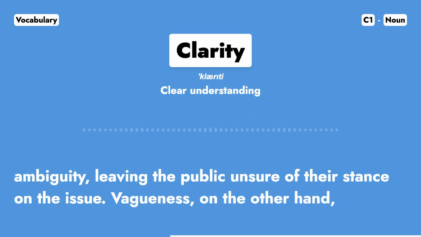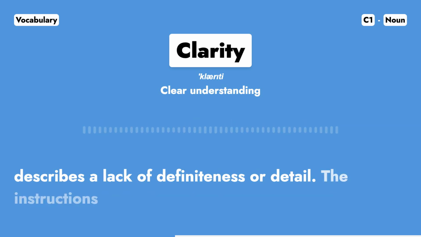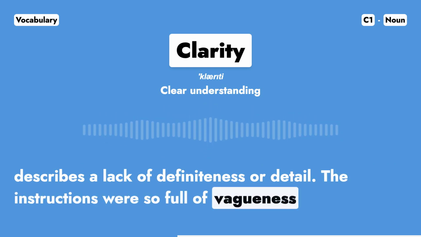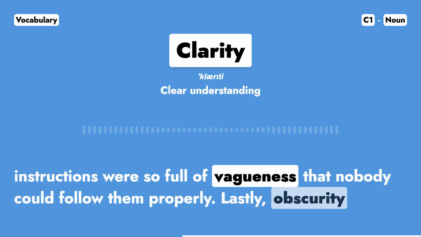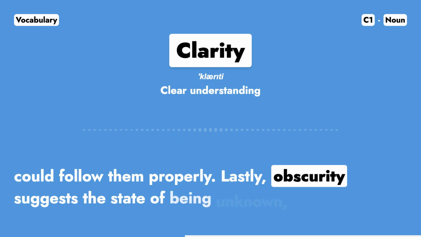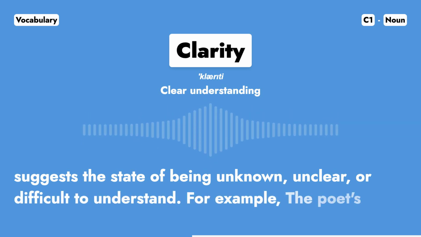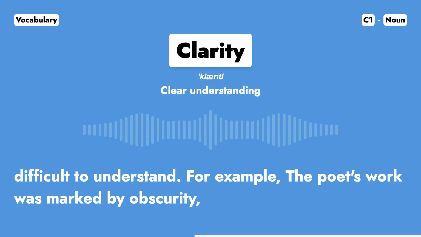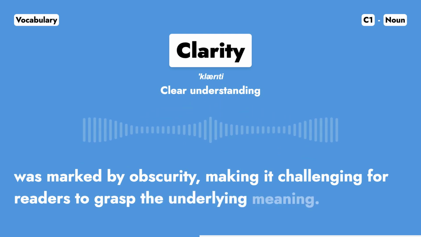Vagueness, on the other hand, describes a lack of definiteness or detail. The instructions were so full of vagueness that nobody could follow them properly. Lastly, obscurity suggests the state of being unknown, unclear, or difficult to understand. For example, the poet's work was marked by obscurity, making it challenging for readers to grasp the underlying meaning.